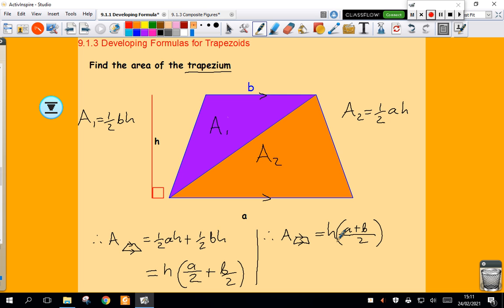And this formula is in your formula and tables booklets on page 8. You need to be able to find it and use it. Thing to note here is that's the perpendicular height, not the slant height. It's not the length of one of these sides, it's the perpendicular height. And this A plus B over 2, that's just the average base length.